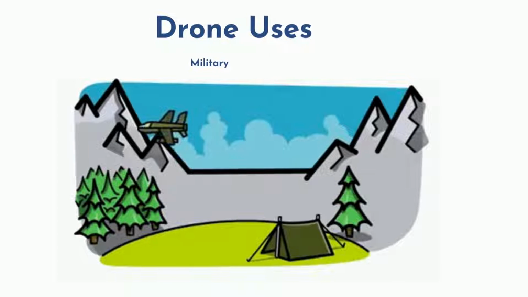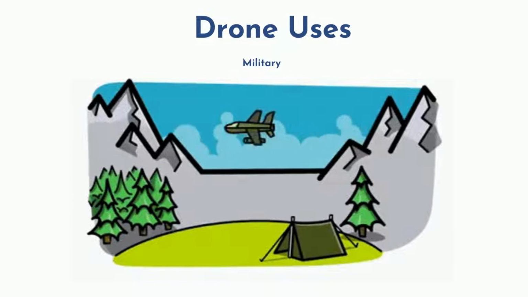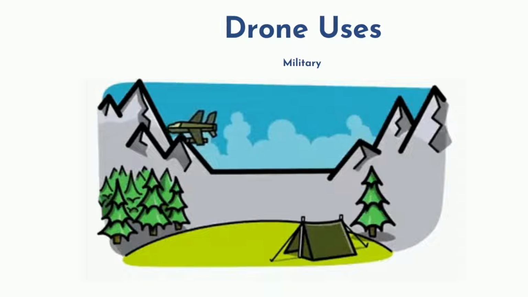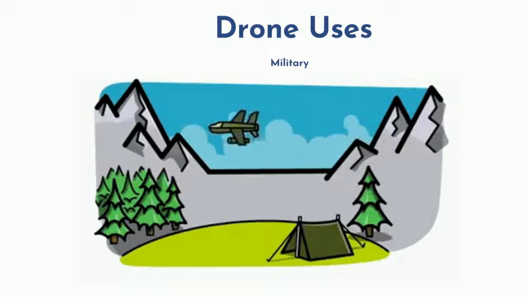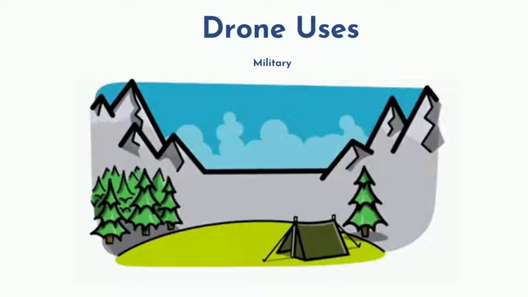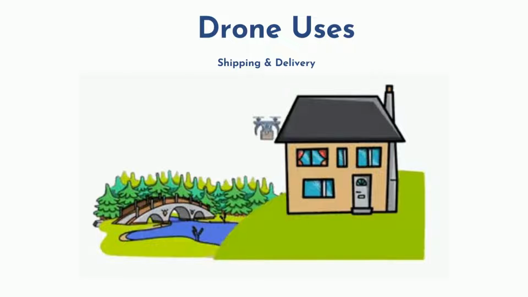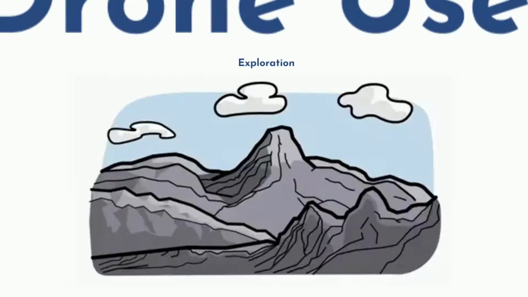Let's now talk about the different uses and capabilities of drones. Military. Drones are equipped with thermal imaging, laser range finders, and even tools to perform air strikes. Shipping and delivery. Drones are used to make deliveries and shipments of food, packages, or goods to your front doorstep.